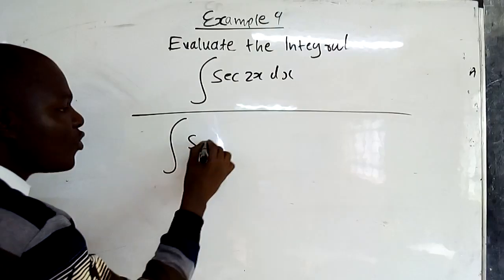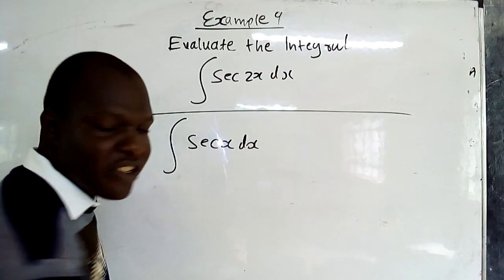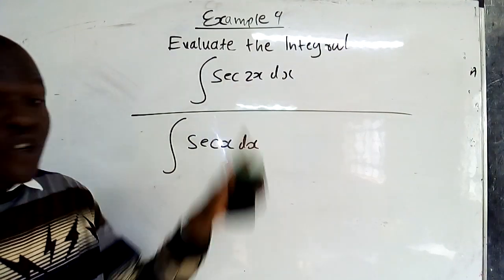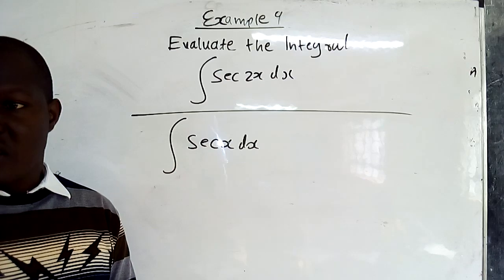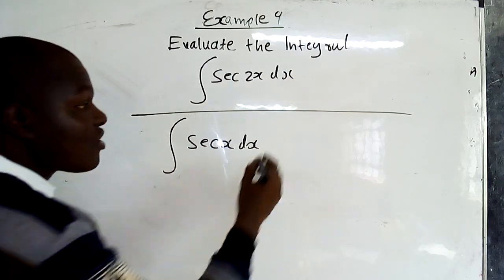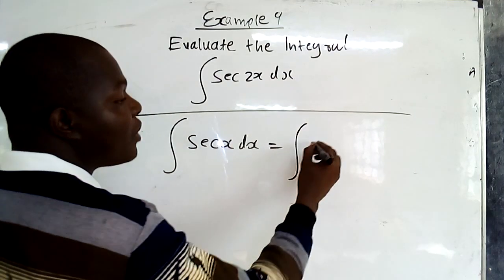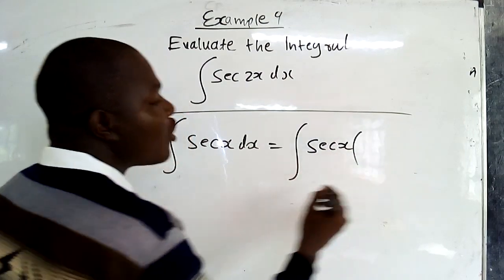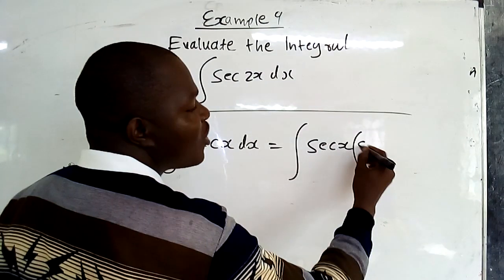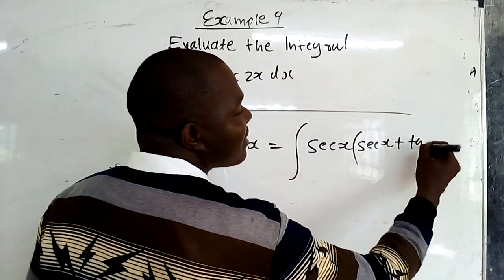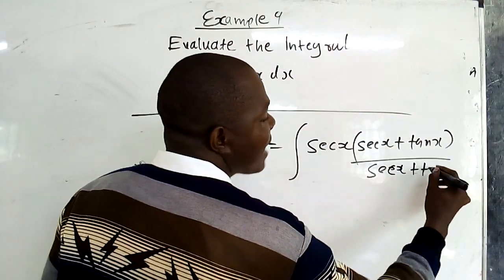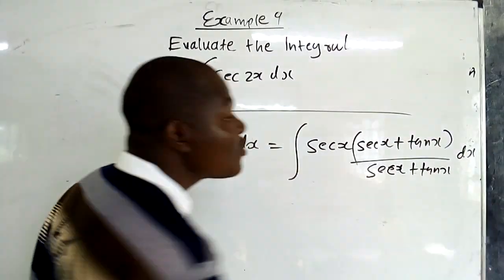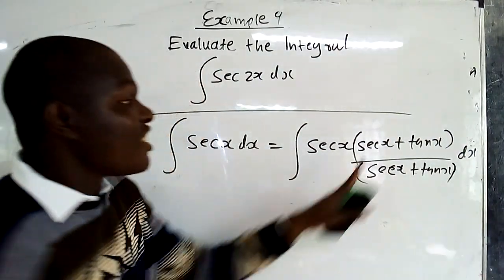What if you want to integrate sec x dx, when there is no 2, so that we see the standard integral of that nature? To integrate this, you manipulate. You multiply both numerator and denominator by sec x plus tan x, over sec x plus tan x dx. You want to see the reason why you manipulate it in this manner.